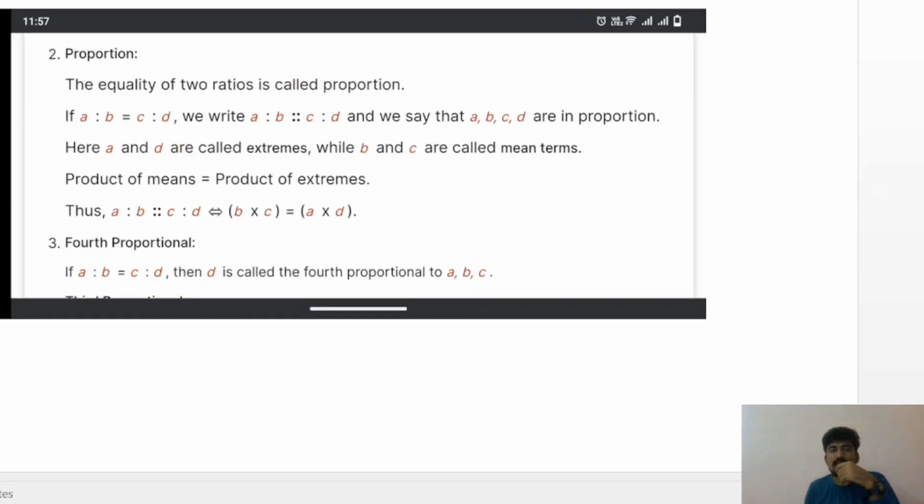Proportion. Proportion is nothing but the equality of two ratios. Suppose A is to B ratio is equal to C is to D ratio. Here A is the first proportional, B is the second proportional, C is the third proportional, D is the fourth proportional. Here A and D are the extremes, B and C are the means. When they are in proportion, the product of extremes is equal to the product of means. And A into D is equal to B into C.